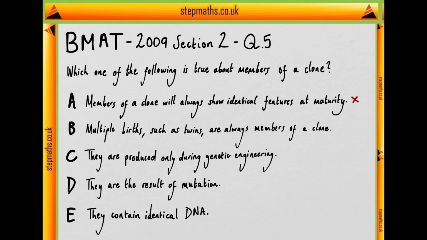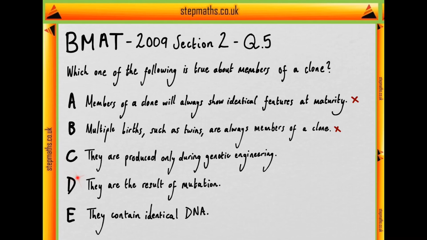Moving on to B, we're told that multiple births, such as twins, are always members of a clone. Well, we know this to be false. The only type of twins which are members of a clone would be monozygotic twins, i.e. twins which are formed from the same zygote, i.e. the same combination of father's sperm and mother's egg.